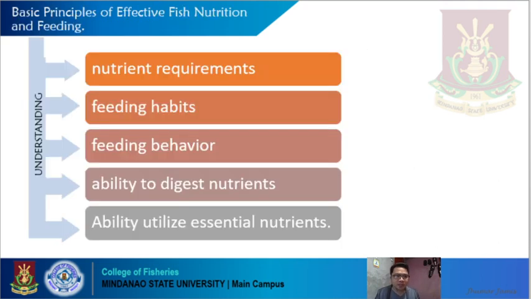Now, these are the basic principles of effective fish nutrition and feeding. So when we say basic principles of effective fish nutrition and feeding, we must first understand the nutrient requirements of our organisms, the feeding habit of our cultured organisms, as well as the feeding behavior, and the ability of the organism to digest nutrients and the ability to utilize essential nutrients. So these are all the basic principles of effective fish nutrition. Ito yun sila lahat. If you do not know these principles of the species you are cultivating, basically you are just going nowhere, no? More or less, you are just wasting the feeds that you are giving to them, right? So these are the five essential principles for effective fish nutrition and feeding, right?